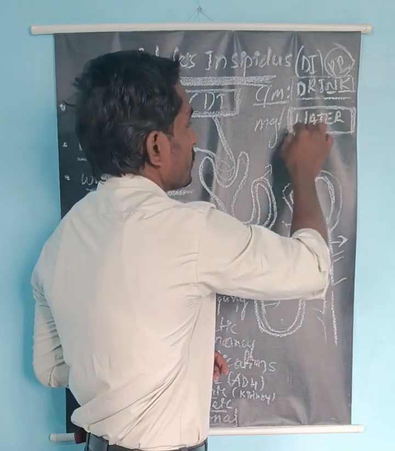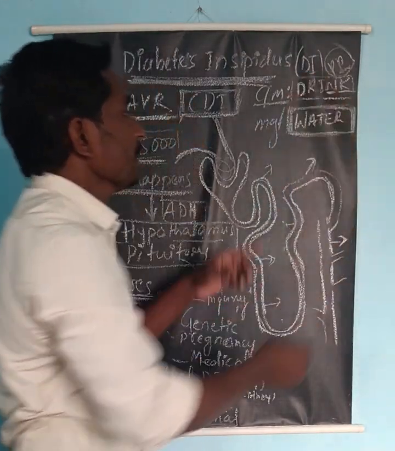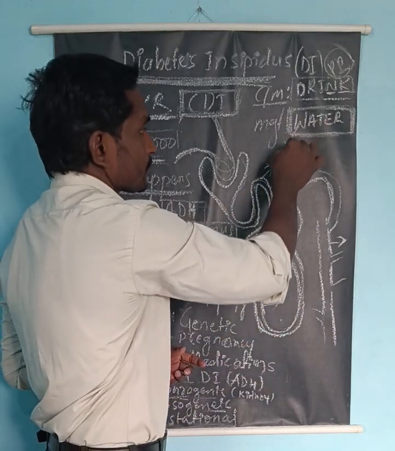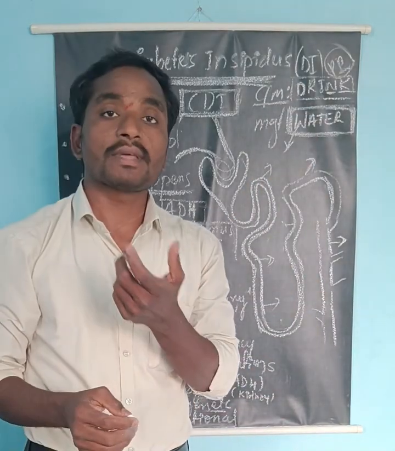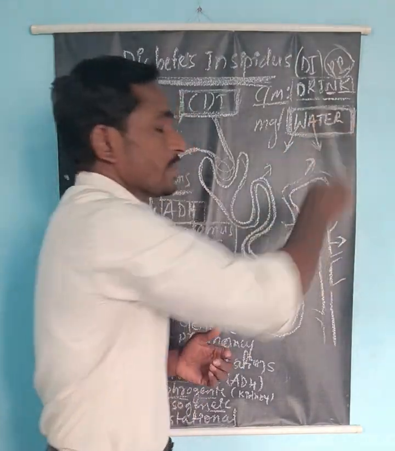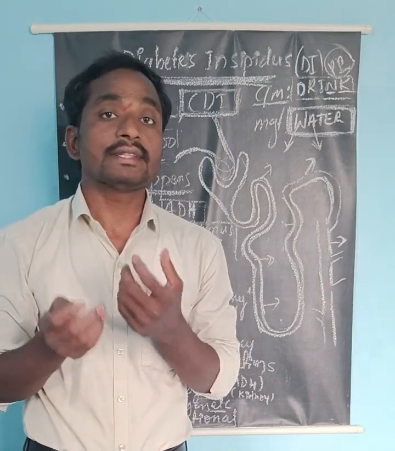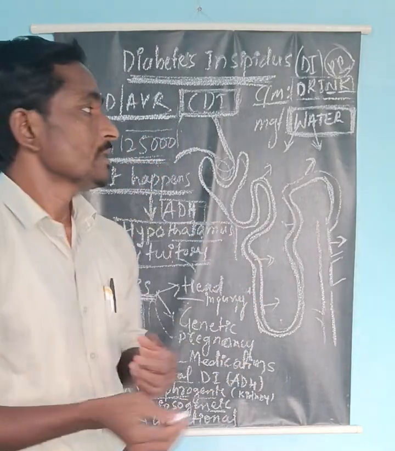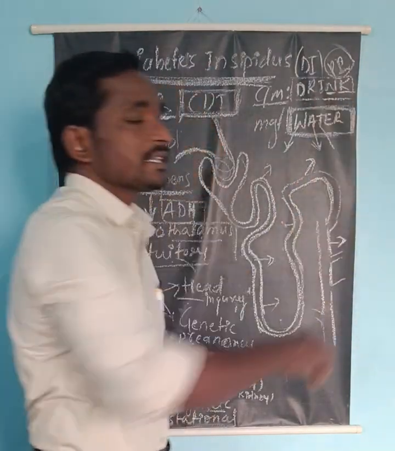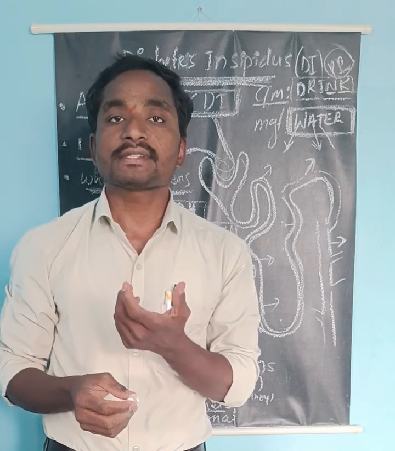Now for management, for easy remembering use WATER. W means maintenance of hydration by intake of more water. A is replacing the antidiuretic hormone with the synthetic form, that is desmopressin. The next letter means treating the underlying causes, like infections or tumors.